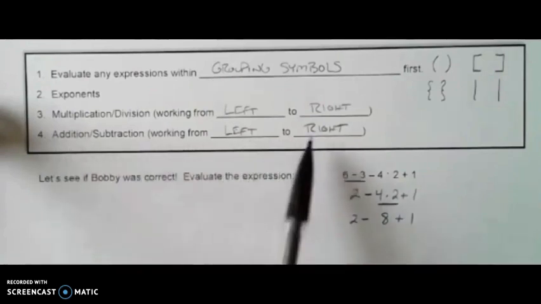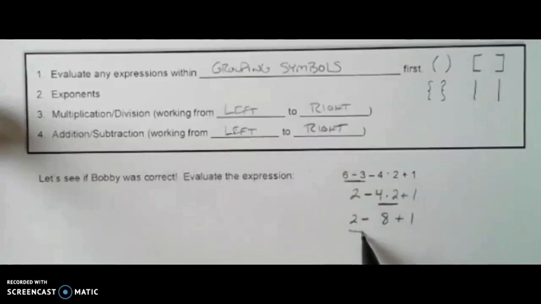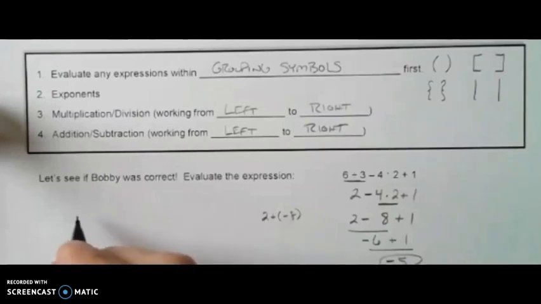And again, we have to go from left to right. So 2 minus 8 is the first part of this problem. 2 minus 8, remember, is the same as 2 plus -8, and 2 plus -8 is equal to -6. So this gives us -6 plus 1. And so the last thing that we have to do now, -6 plus 1, this is going to give us an answer of -5. Bobby said that the answer was -3, so we can safely say now that Bobby was incorrect.